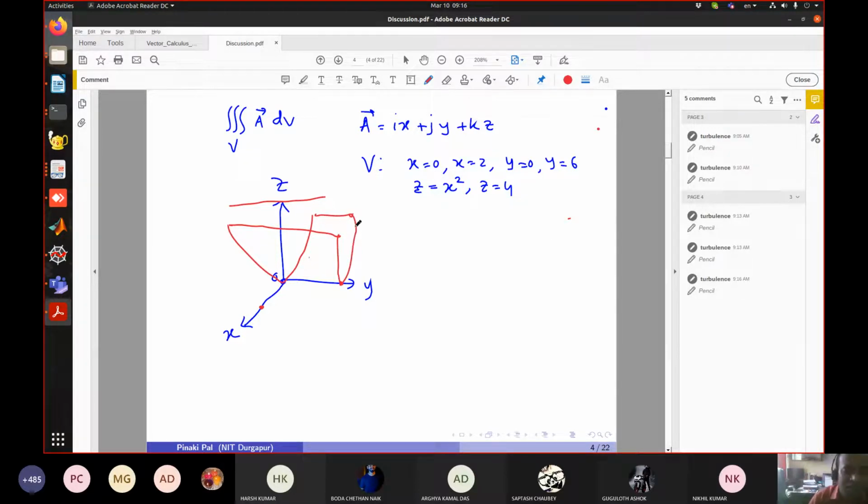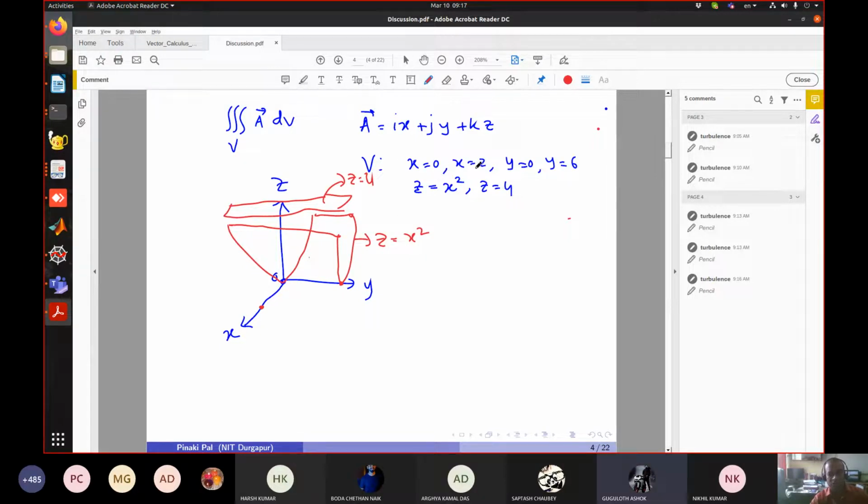And then above this, this one is z is equal to x square, and above this we have z is equal to 4 plane. This one is your z is equal to 4. So therefore z is varying from this surface, z is equal to x square, to z is equal to 4.